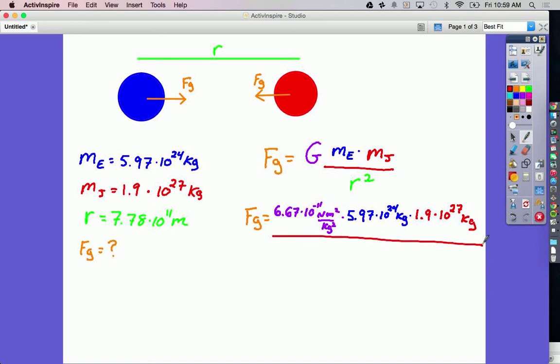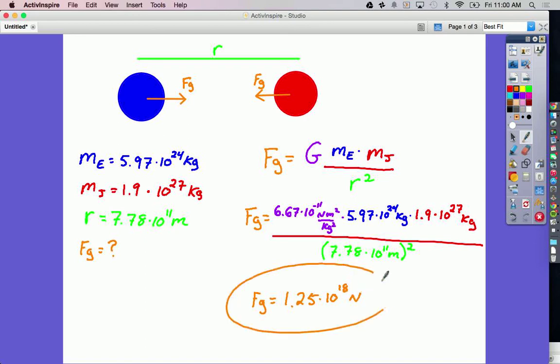kilograms. And we are going to divide that all by the distance between them, which is 7.78 times 10 to the 11th meters. And we square that. When you plug it in, you should get an answer of about 1.25 times 10 to the 18th newtons.